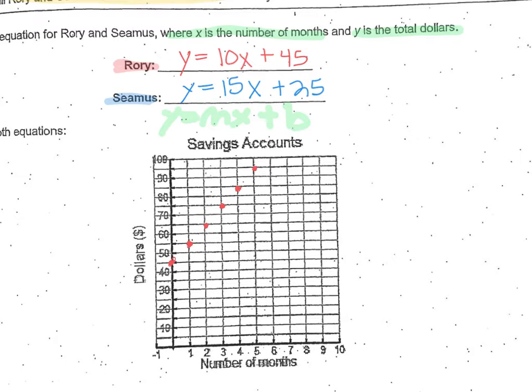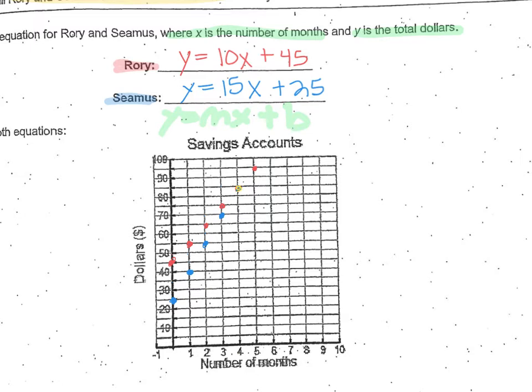So if I start Seamus, I'm doing a blue line here. He starts at 25, which is right here. So you can see his starting value is less, but then it's going to be $15 a month. So 5, 10, 15 per 1 month. I'm going to keep that pattern up, and hopefully I'm going to find a point that's in common between Roy and Seamus. Right there is where it happens.